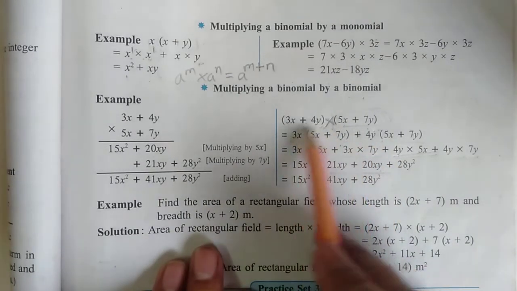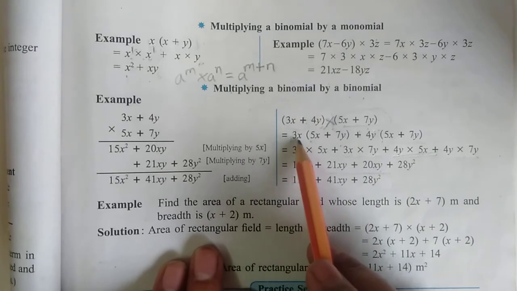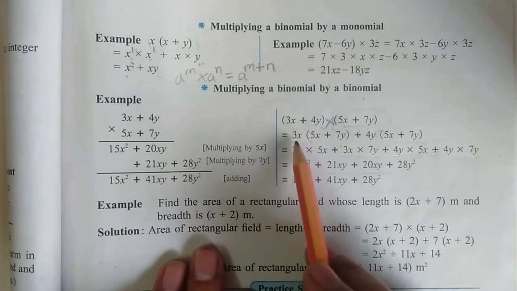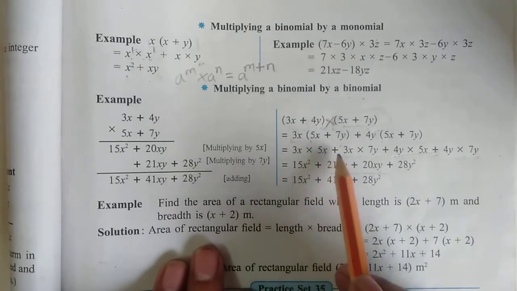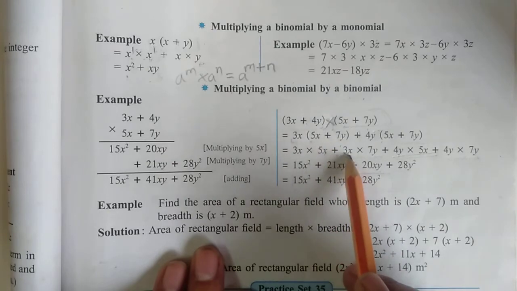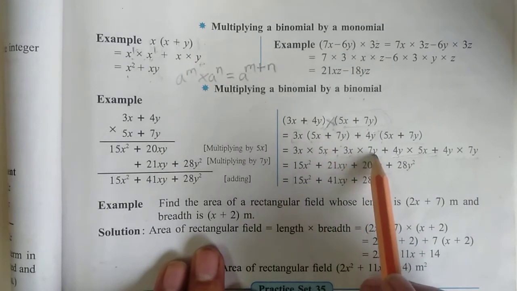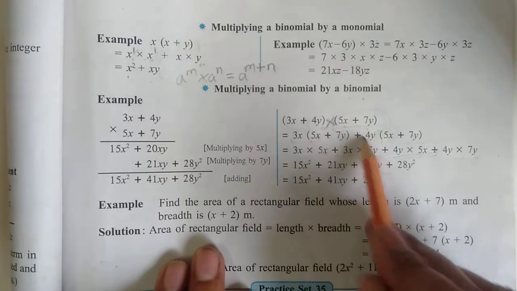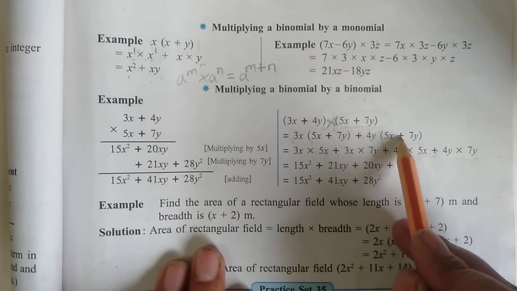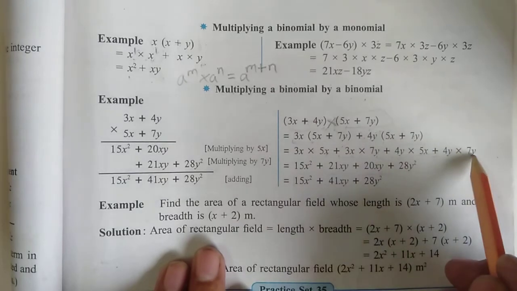Now take the multiplication. So here we remove the first bracket. So 3x is multiplied with all terms of the bracket. So 3x multiplied by 5x plus, because here is the plus sign, 3x multiplied by 7y, plus 4y multiplied by 5x plus 4y multiplied by 7y.